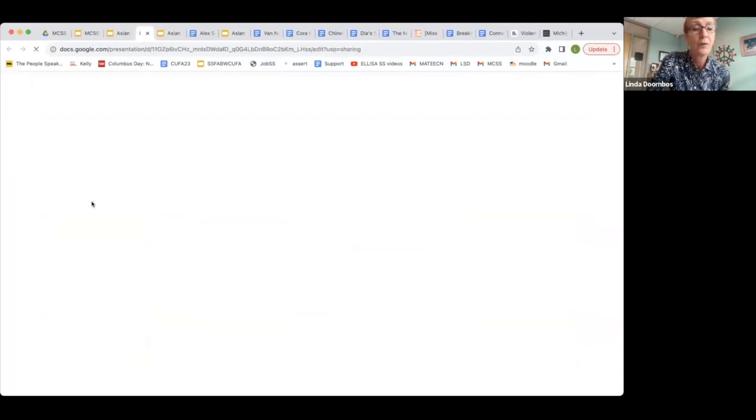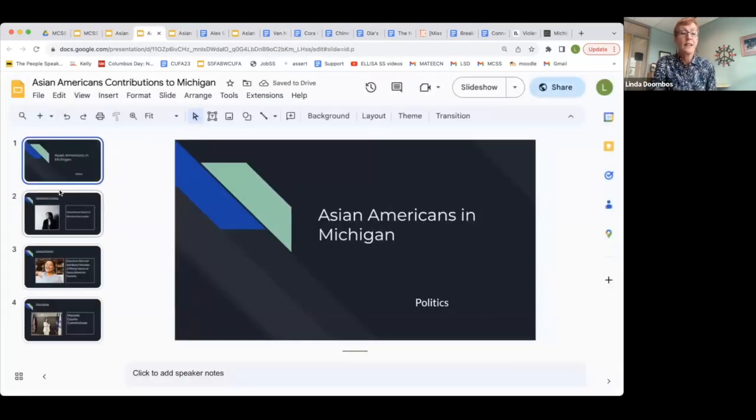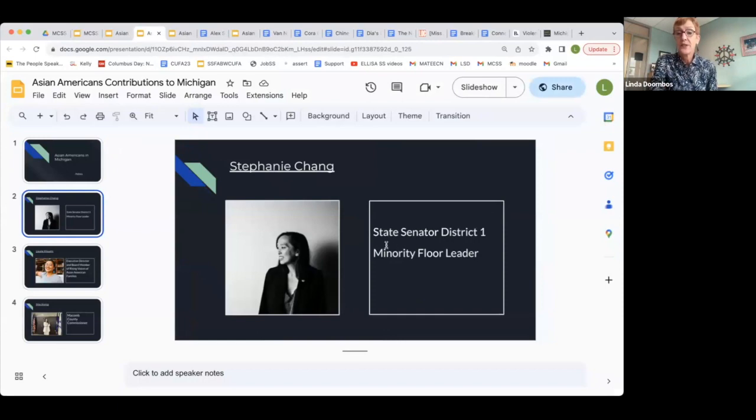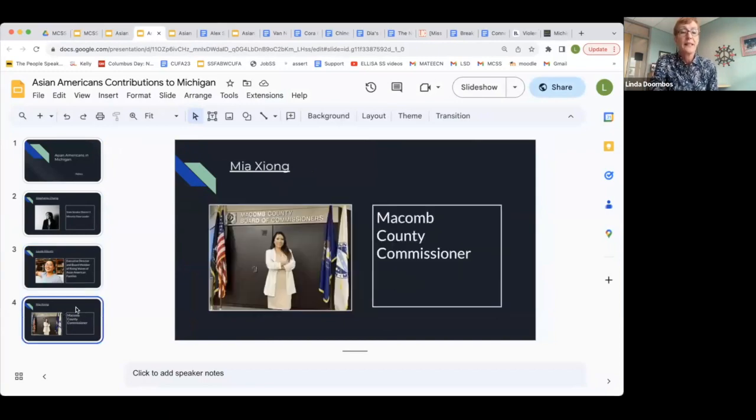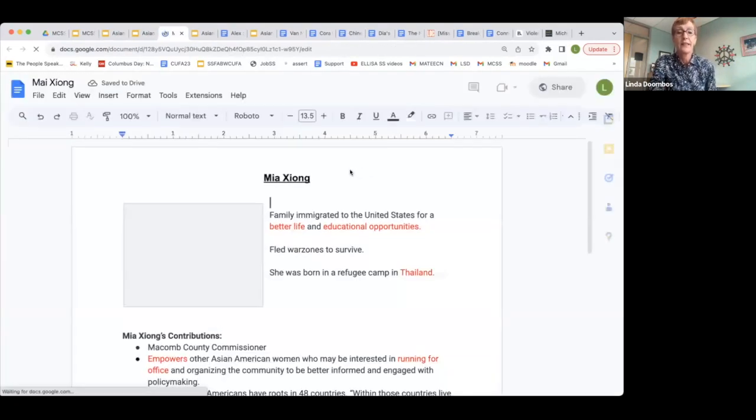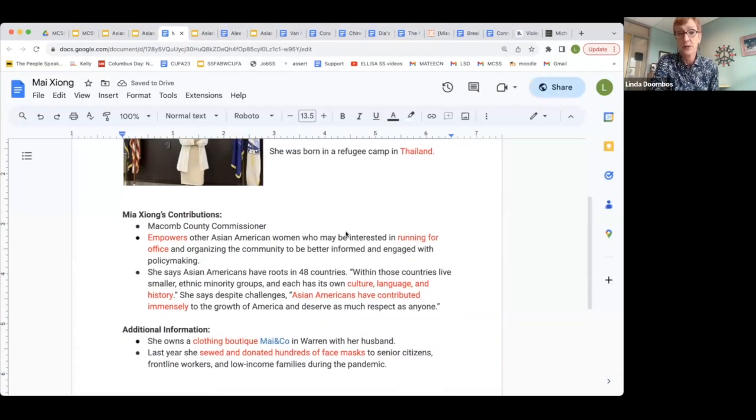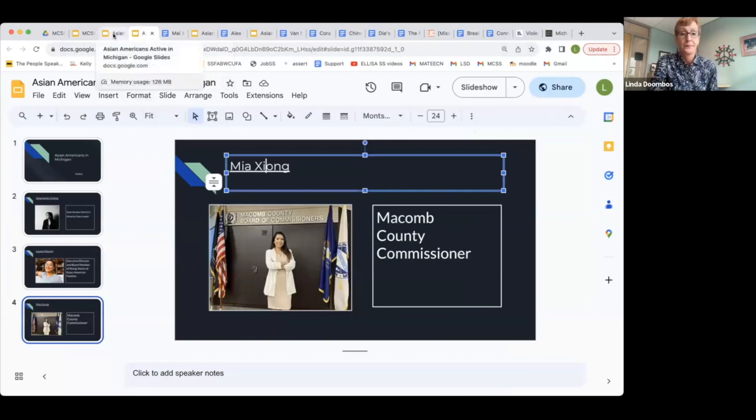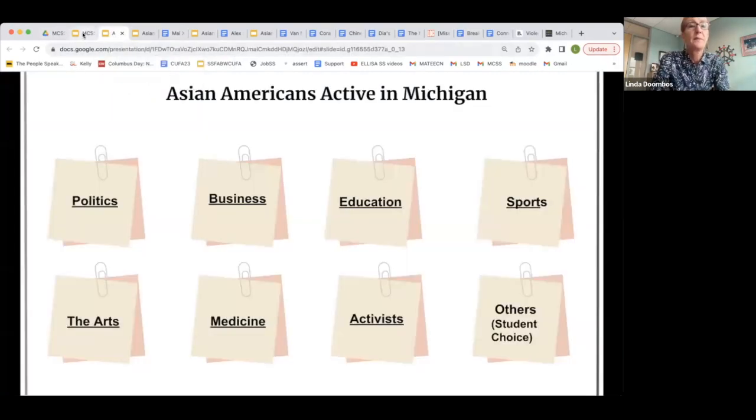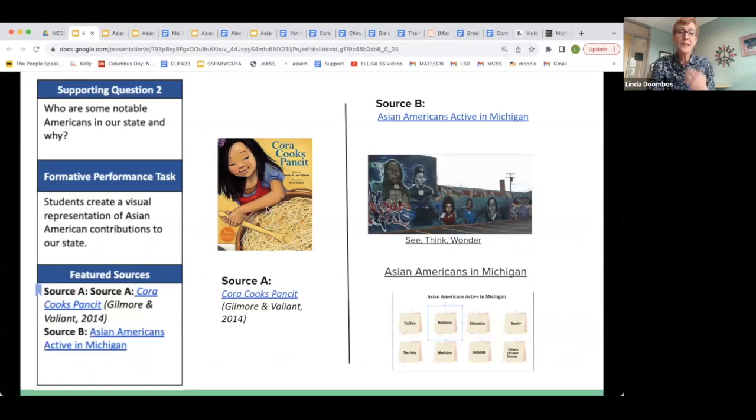And we'll look at one more, for example, politics. Active in our state, we have a state senator, the minority floor leader, Stephanie, and we have the executive board member of Rising Voices of Asian American Families, and then the Macomb County Commissioner, where once again, all of these have a link to information that I feel is accessible to 4th, 5th graders. And so now heading back to this one. So that's supporting question 2, creating that mural.